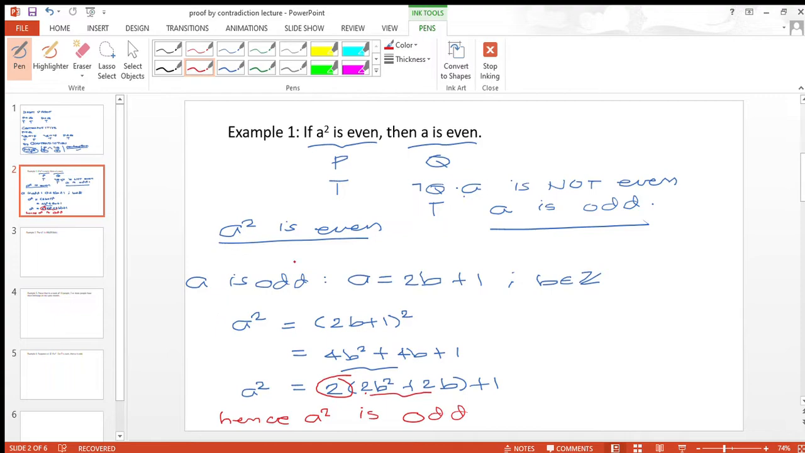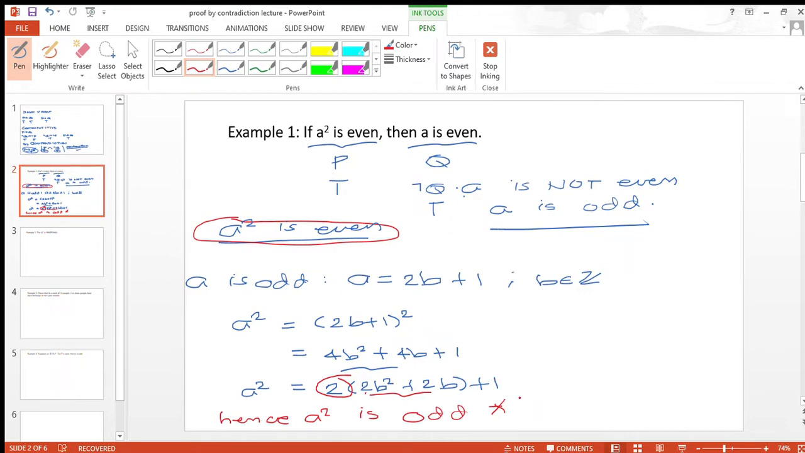But, what is our assumption? Our assumption is that a squared is even. So, because of this line here, we can now see a contradiction. So, where is the contradiction? Assumption, a squared is even. What we have obtained here is a squared is odd.